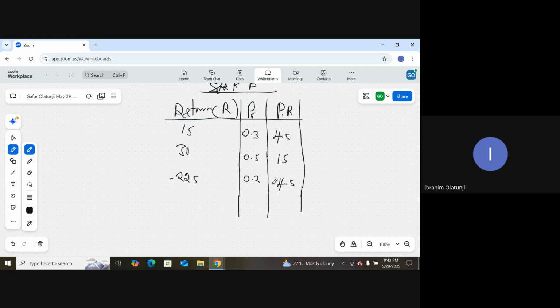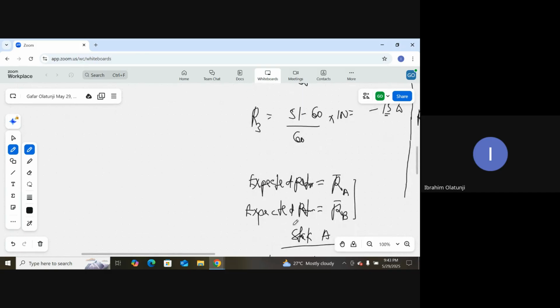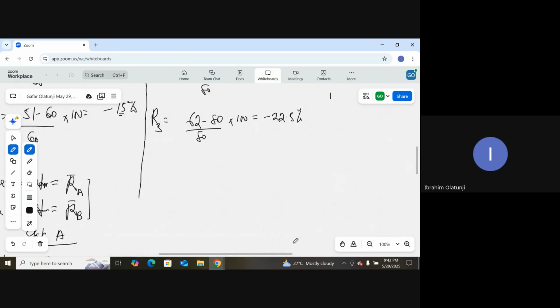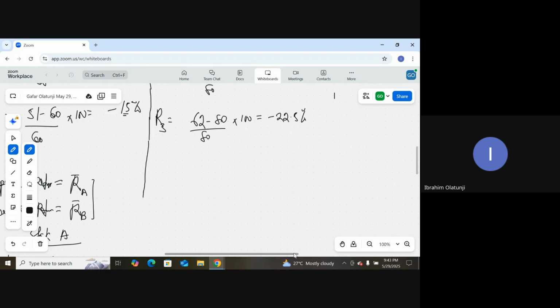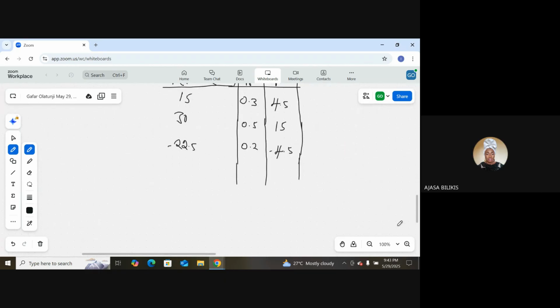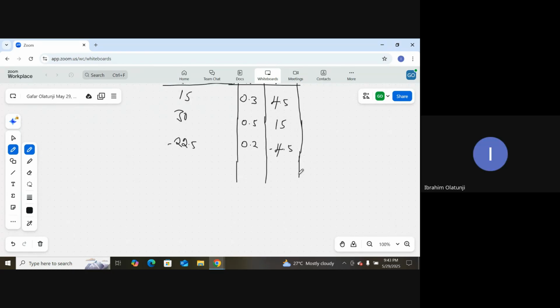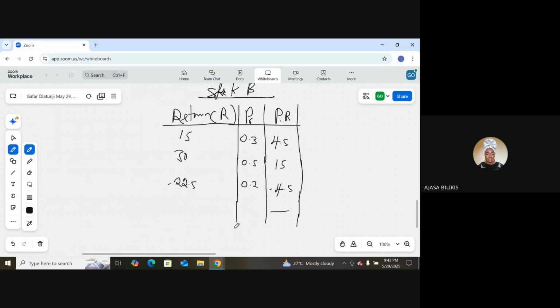I think you have minus here too. Let me see. It's minus 15. Okay, this one is minus. Sorry. So minus 0.2 times minus 2.5, it will be minus 4.5. The expected return for stock B will now be what? So what is the expected return? 15. Now 15.